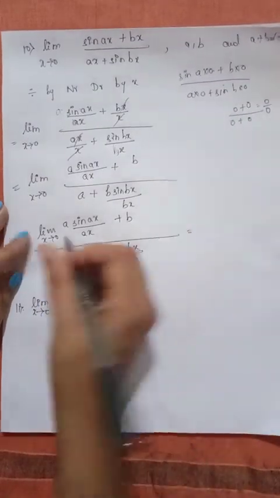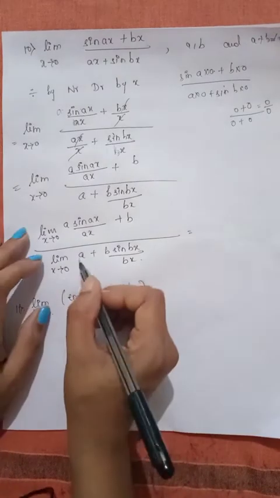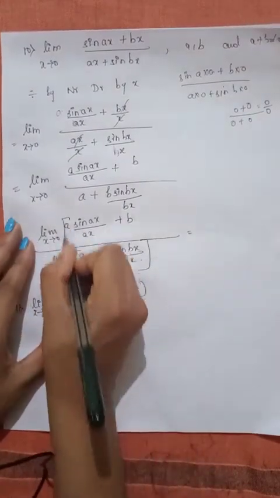Okay, so that is equal to, if you see, what you have to do basically here is, here you have to apply the limit for each and every term in the sum.